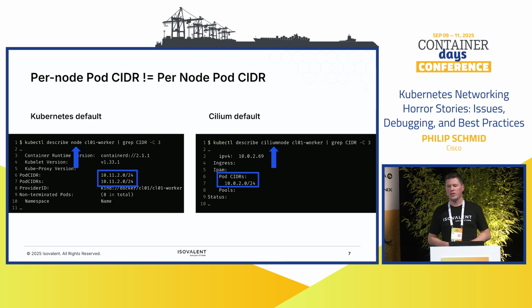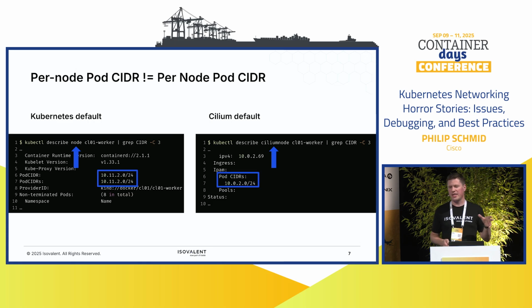Now, if we compare that to Cilium's default, we already can see the difference in the resource type, because there we need to do a kubectl describe ciliumnode, which is a Cilium owned and maintained custom resource. It has plenty of details for each specific node, and there's such a resource per node. What we also see there is that it has a podCIDRs field, and this one is set to a completely different range. In this case it's set to 10.0.2.0/24.